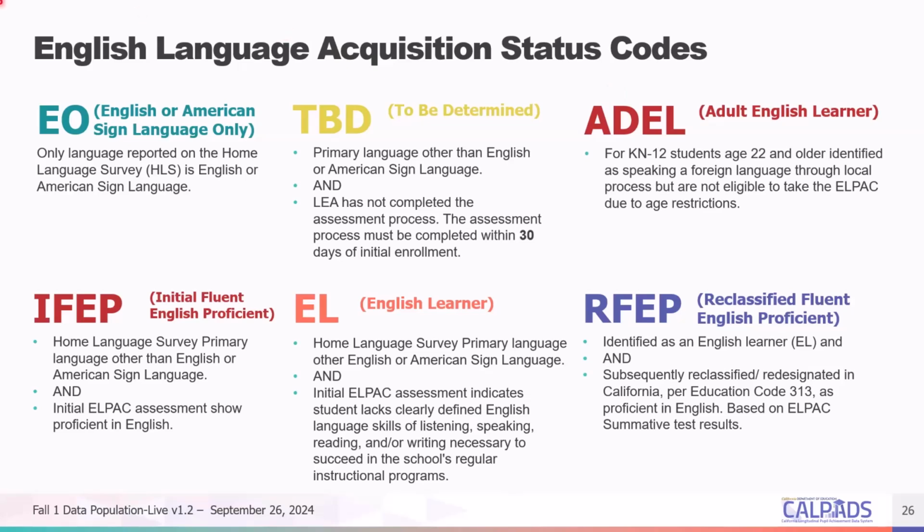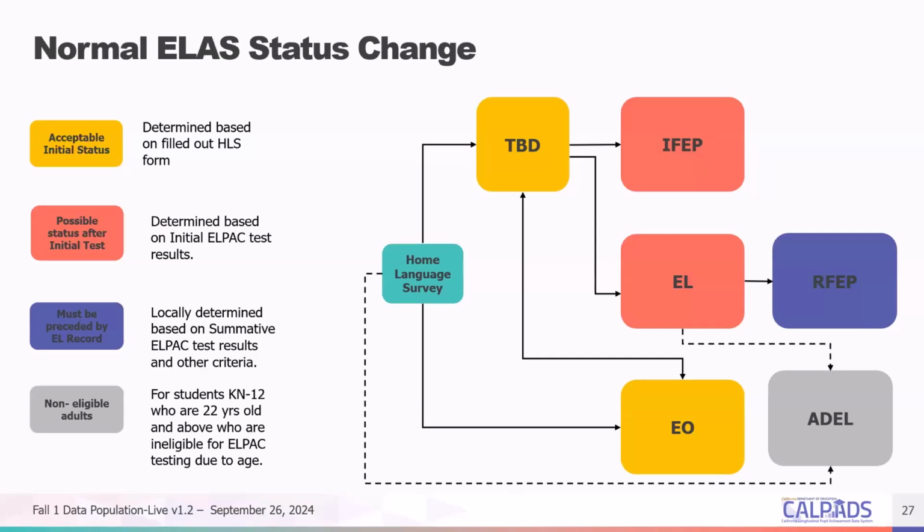And it may be becoming clear here that there are progressions from certain ELAS codes to certain others. So let's go ahead and make that progression as clear as possible. This chart shows the logical sequence of ELAS statuses. The first step for an LEA to take regarding the ELAS is to distribute and collect the home language survey to student parents. If the home language survey indicates English or American Sign Language is the sole language spoken at home, the student will be given an ELAS of English only or EO.